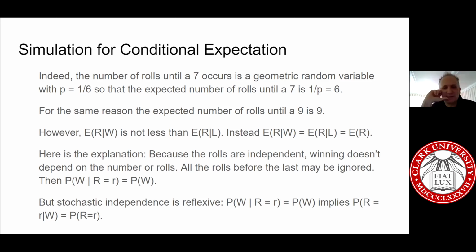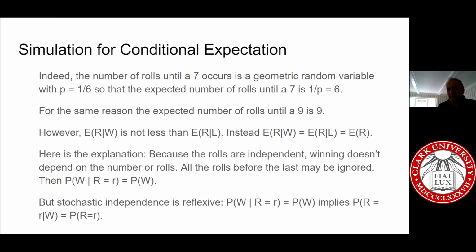Here is the explanation, which at times I still don't really feel too well. Because the rolls are independent, winning doesn't depend on the number of rolls. So in other words, I could roll 7 times and get other things. And then on the 8th one, everybody would argue the probability you win or lose is the same. It's just the probability I roll a 7 or a 9. So then the probability of W given R equals little r is just the probability of W. It's just 2/5.